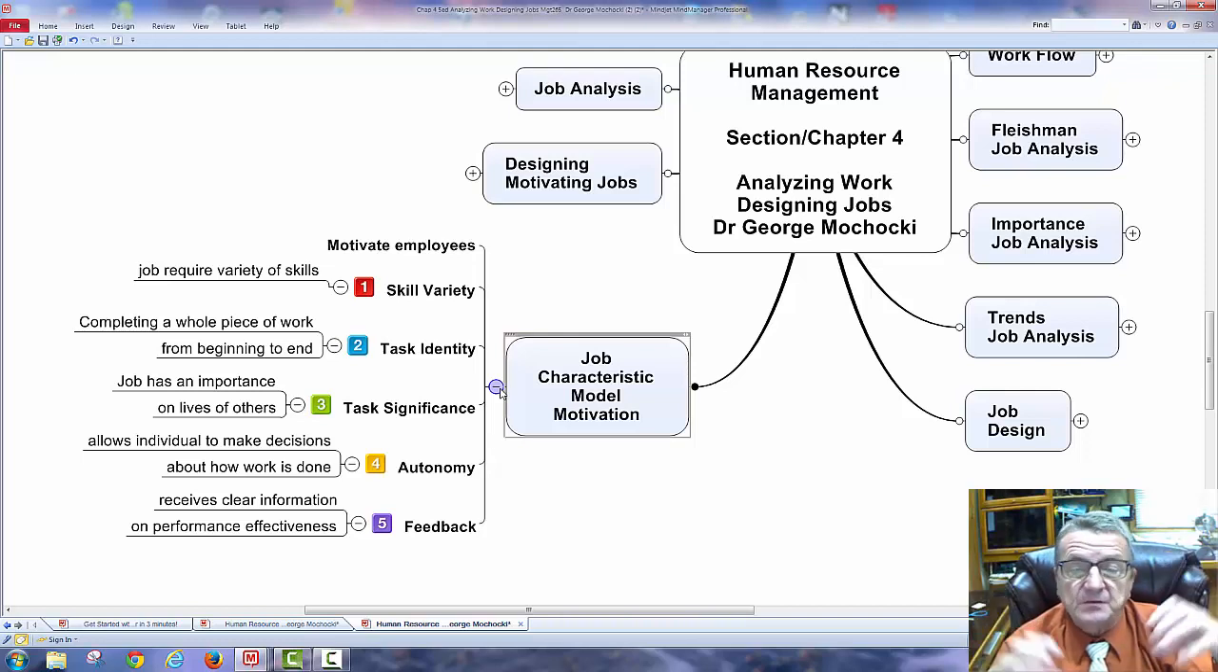All those are factors. So when I design the job, a characteristic of the job motivation, I'm looking at skill variety. Don't make it boring, so it's one thing, but challenging. Identify with the task. You can see a lot of times this whole product was designed by George Mochocki, or this garment was sewn from beginning to end by George Mochocki, whatever. Task significance. What importance does it have for the individual within the company or with outside, if I'm selling the service? Autonomy allows the individual to make the decision.